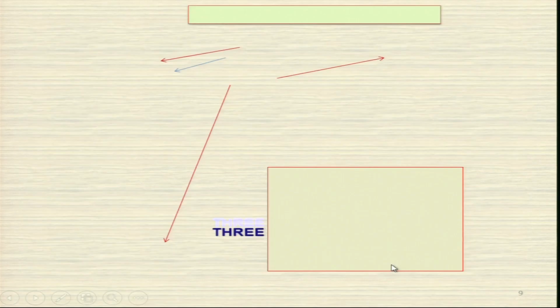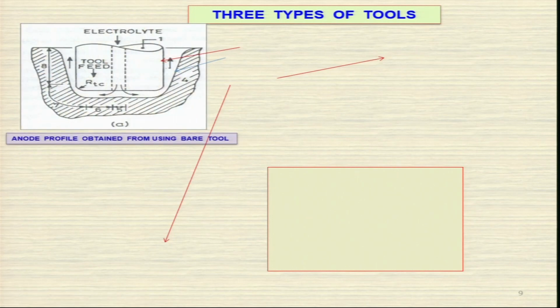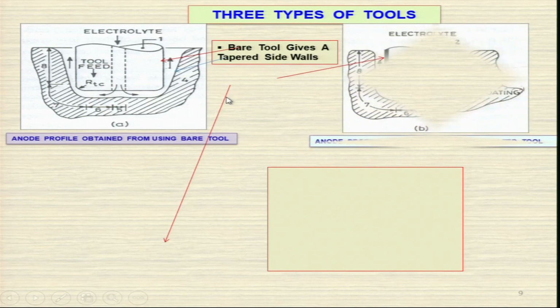Three types of tools: you must have seen them while dealing with electrochemical micromachining. Anode profile obtainable from the bare tool: you can see here, this is the bare tool, no coating, no bit, and this is the kind of anode shape you are going to get. This is the electrolyte coming through the tool and going out from the sides, and the bare tool gives a tapered side wall.